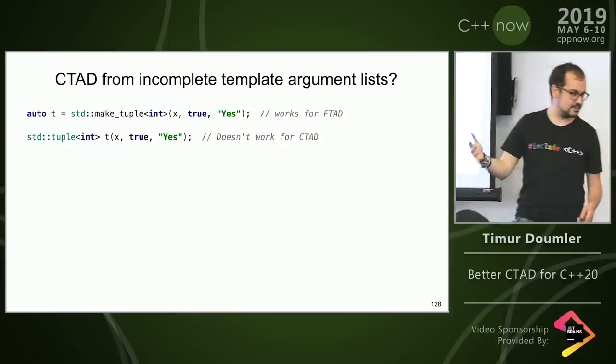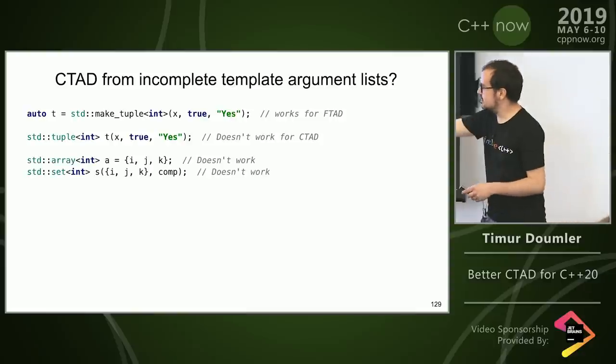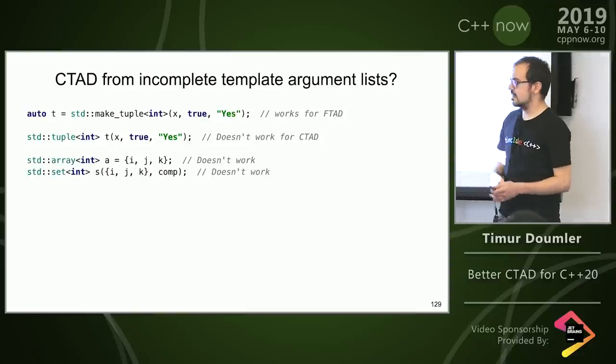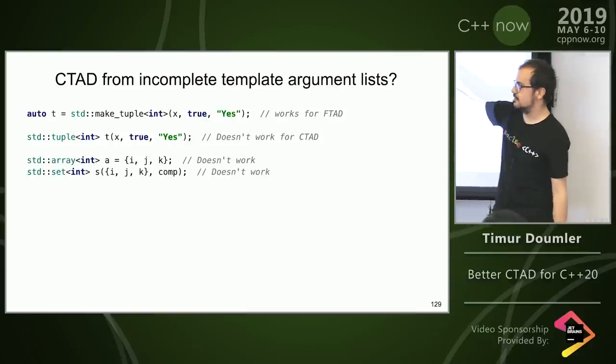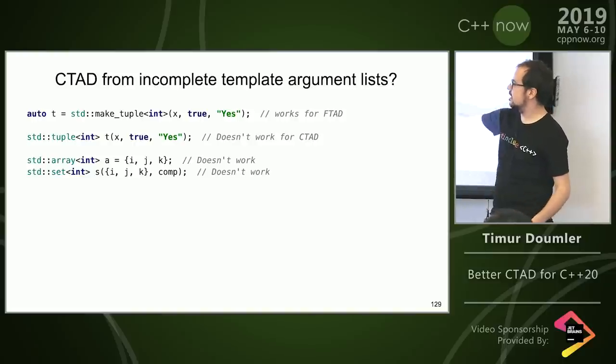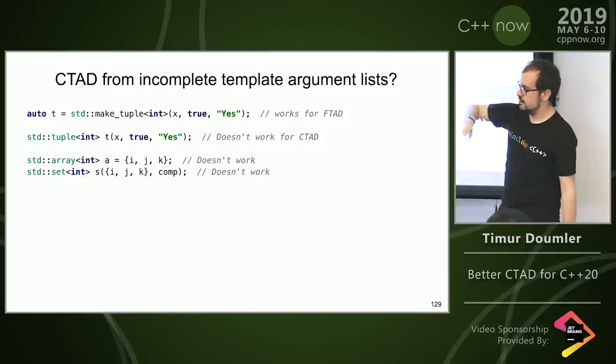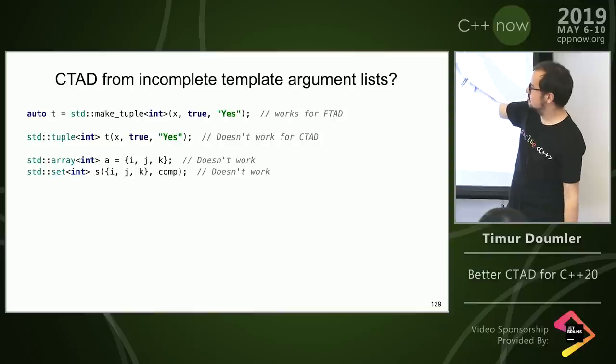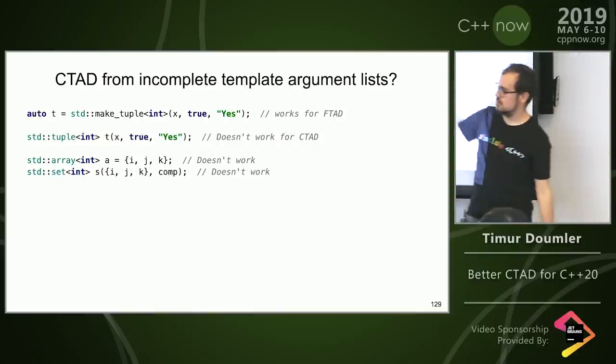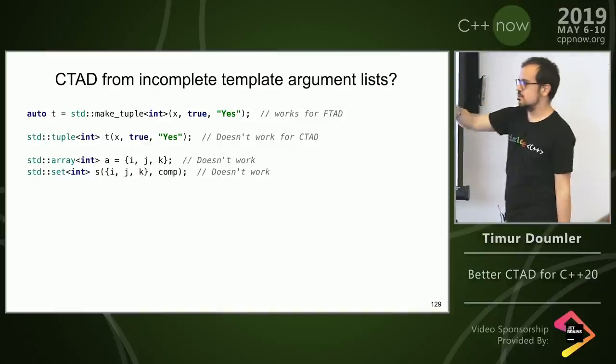This would be nice, right? So then you could write this where you have an array and you want to say, okay, I want an array of ints, but I don't want to write the size. I want that to be deduced. Or if you have a set, you can say, well, I want to fix the element type, but I want to deduce the type of this comparator here. So there are quite a few cases where this would be useful.